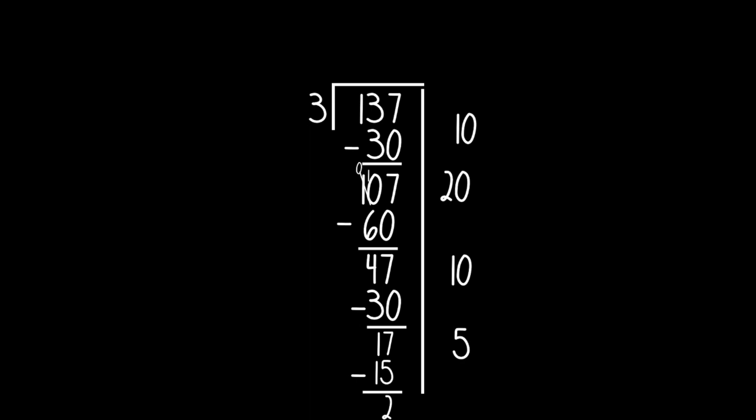We add a column over here. 10 plus 20 plus 10 plus 5. Add them up. That gives us 45. And that's the number we're going to write, 45. And then we had 2 left over, so remainder 2. And there you have it. Another way to divide. Partial quotient division.